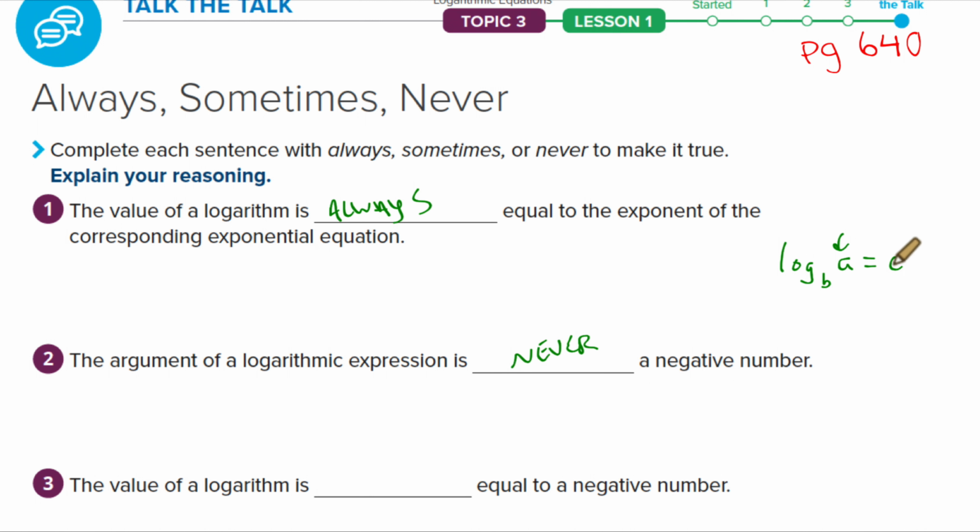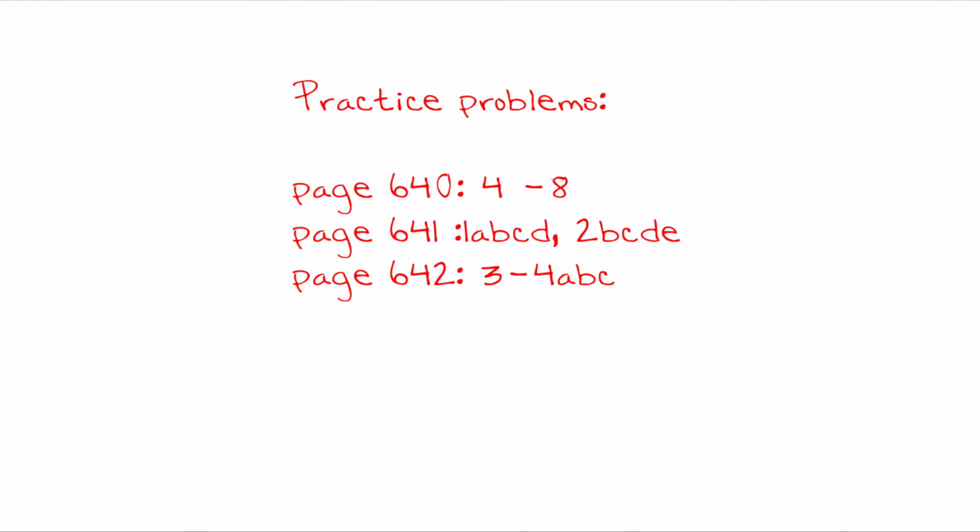Okay, and then lastly, the value of the logarithm, which is basically the exponent there, is blank a negative number. Can the exponent be negative? Well, sometimes. Sometimes we can have a negative there. That's okay. Remember, the exponent can be anything, which is the value of the log. The value of the log is the exponent, right? All right, so you have the rest of them to do. Make sure you go through, and if you're not sure why it's always, sometimes, or never, make sure you ask your teacher. And that's basically it.